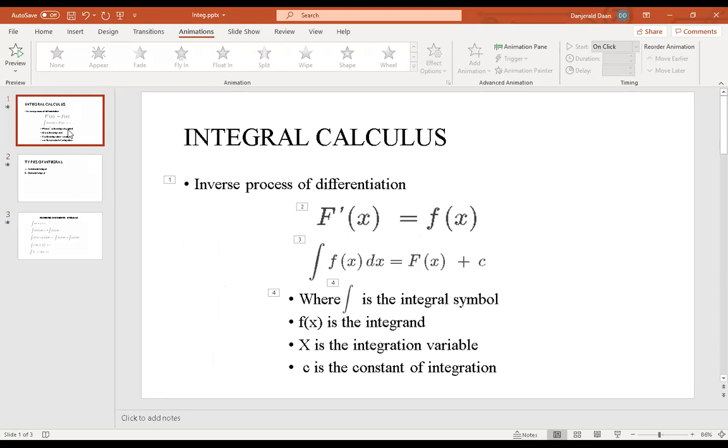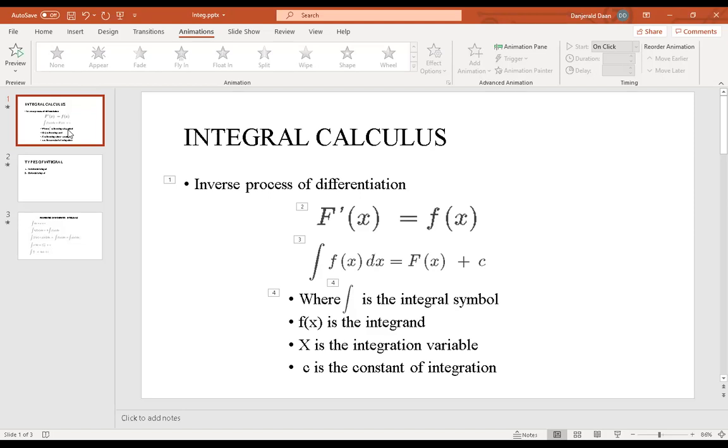So let's go back: integral calculus is just the inverse process of differentiation. So in differential calculus, we are given a function, and our goal is to find the derivative. In integral calculus, we are given the derivative of a certain function.